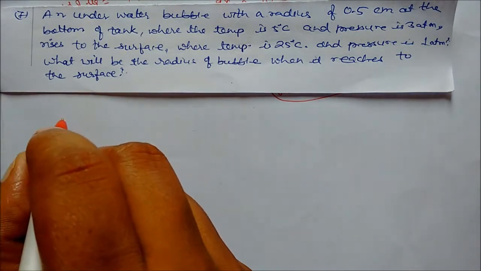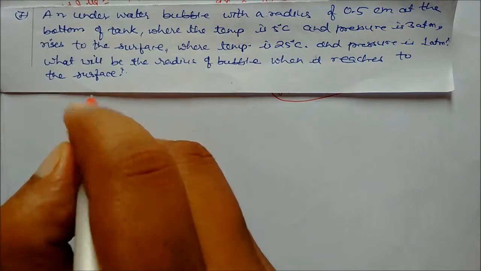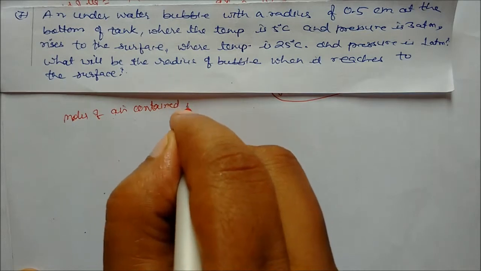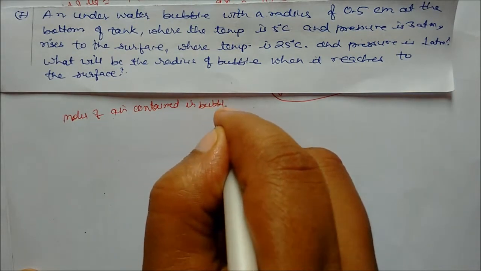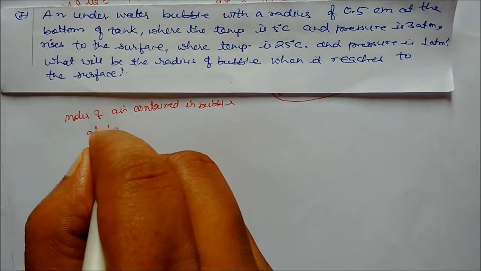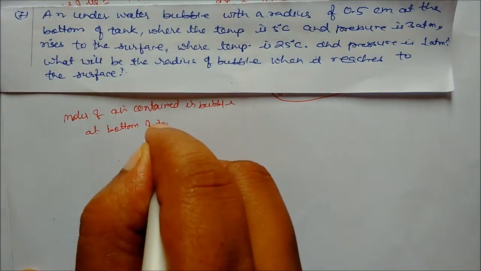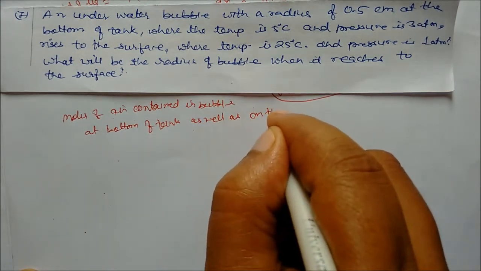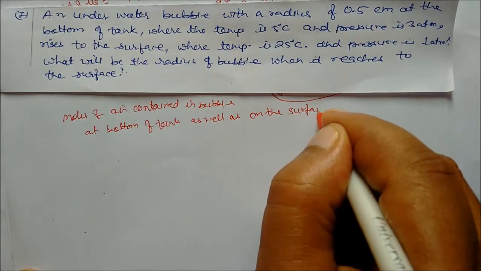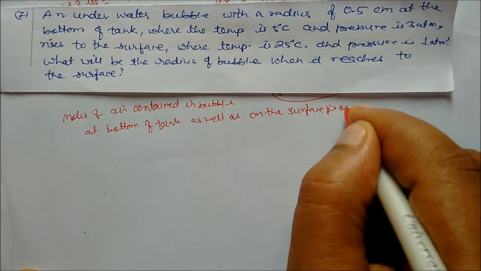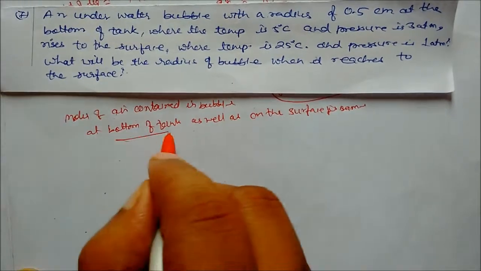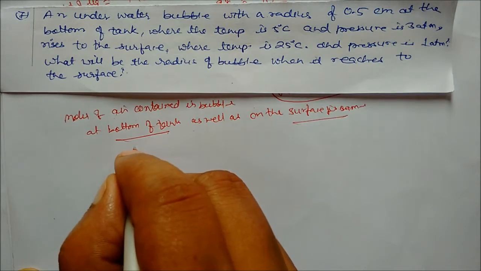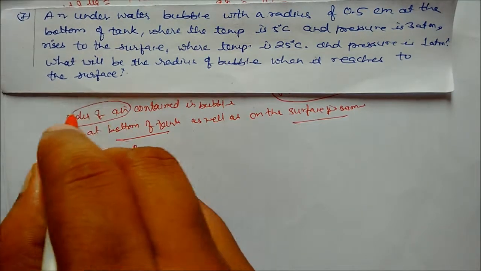Here we have to note that the moles of air contained in the bubble at the bottom of the tank as well as at the surface are the same. The mass of the air at the bottom and surface are both the same, so the moles of air will be the same in both cases.